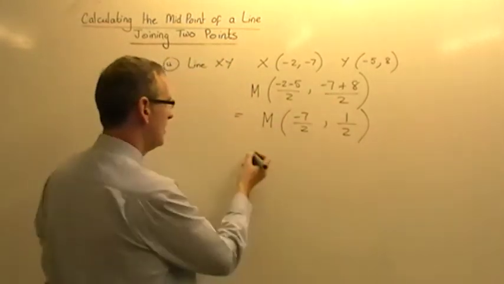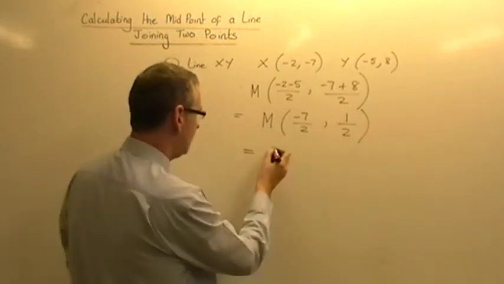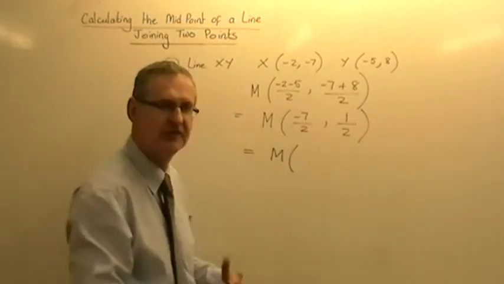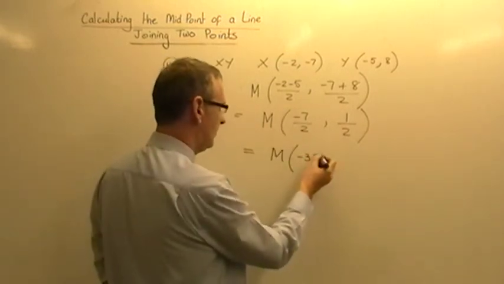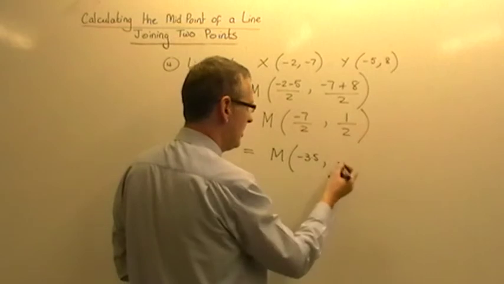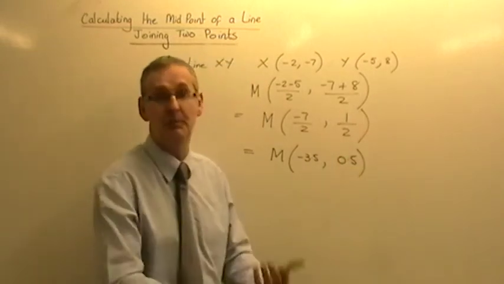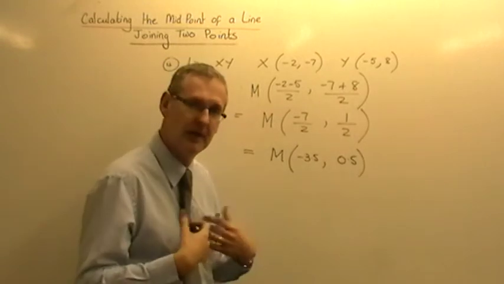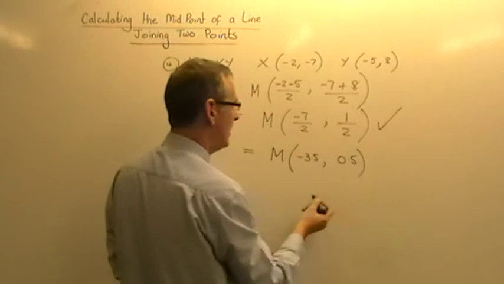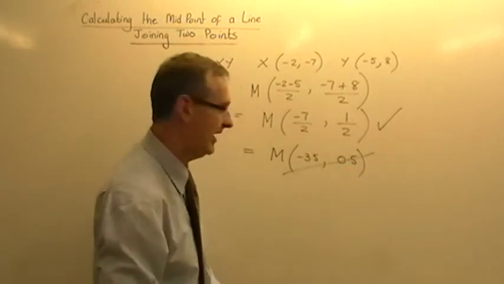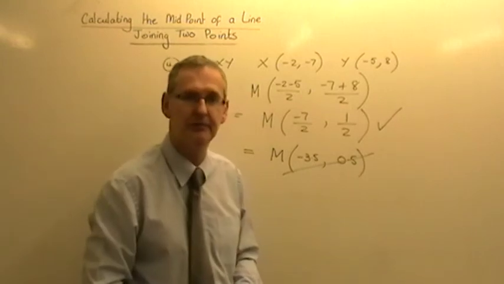Share by 2. This finally here could be written down like this. I will write this next step down because some people prefer to do this. -7 share by 2, you could write -3.5, and a 1 share by 2 is +0.5. But technically speaking, or as a personal preference, I would prefer to leave the answer like that. I wouldn't bother writing that down at all. I would just leave it as -7 over 2 and 1 over 2.